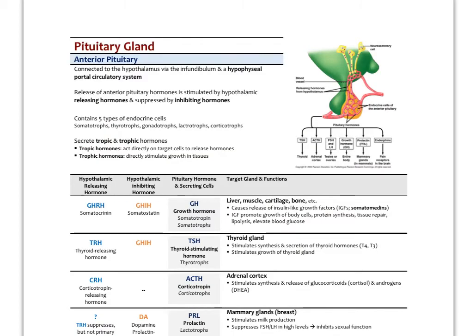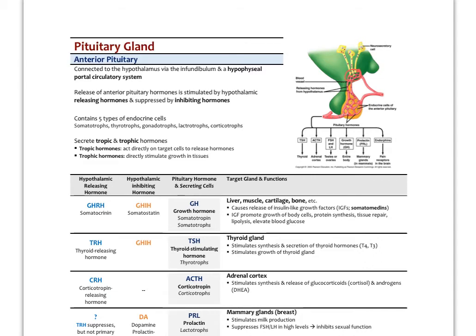All right, so let's do a quick overview of the anterior pituitary first. Again, it's connected to the hypothalamus via the infundibulum and that little hypophyseal portal circulatory system. And there will be neurosecretory cells, the parvocellular neurosecretory cells up in the PVN of the hypothalamus, that will project down onto this little portal circulatory system, and they'll release their releasing hormone into that system, and that'll cause the release of the various anterior pituitary hormones.